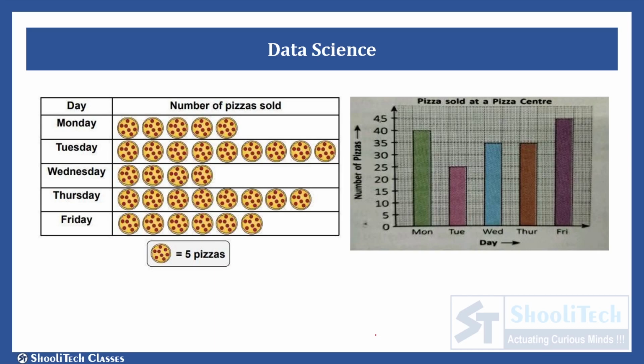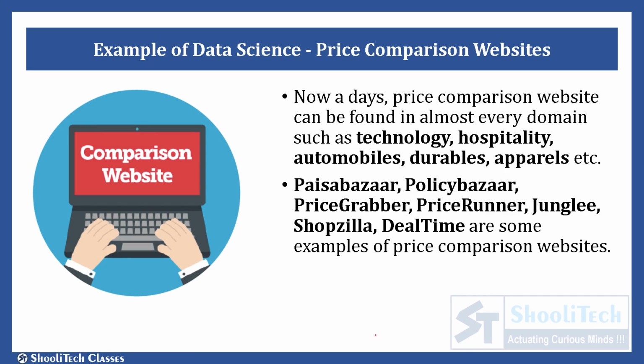Let's take an example of a pizza shop. The shop's management noticed that although they sell almost 150 pizzas on any normal day, on weekends or on any other holiday, they sell nearly double. Suppose Christmas is coming up, they might prepare 2 or 3 times as many pizzas as usual. See how businesses analyze past data to predict and make decisions, and this is called data science. One more example of data science is price comparison websites like Paisa Bazaar, Policy Bazaar, Price Grabbers, Junglee, right?